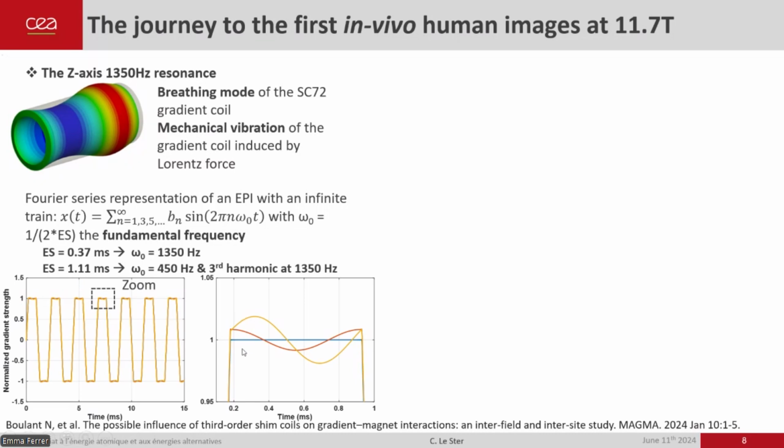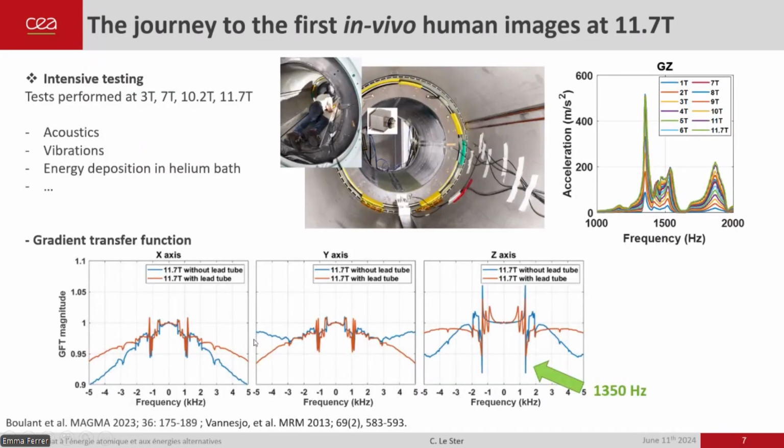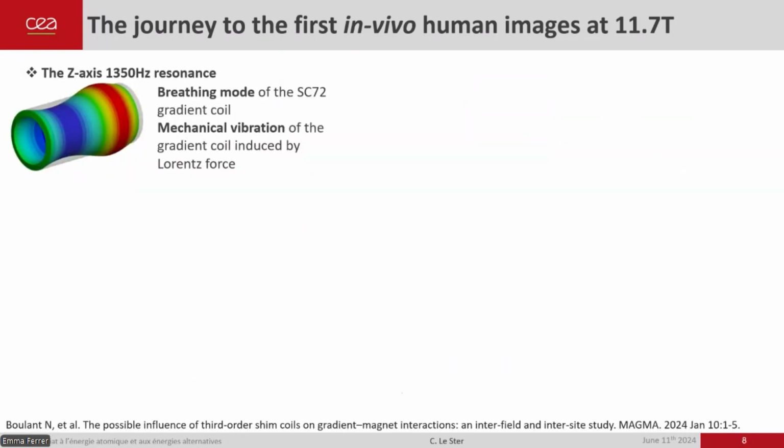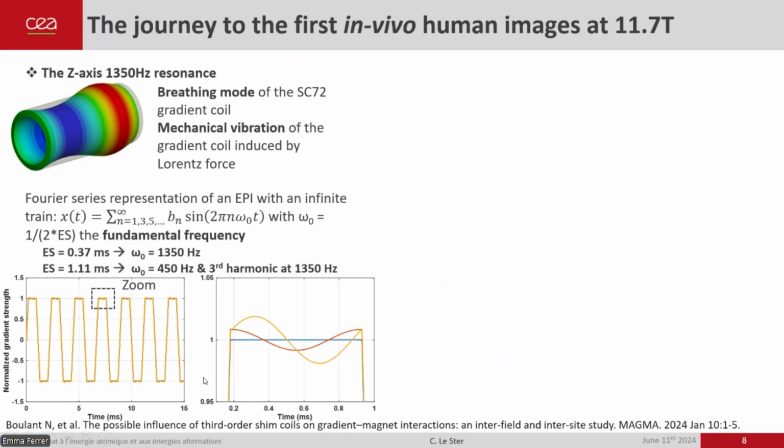And if we look here, in blue, this is the nominal gradient waveform we want to play. And in red here is what we get when we take into account the peak we have on our transfer function, so an amplification of 5% of the amplitude at 1350 Hz. It will lead to this kind of deformation of the gradient waveform. And if we also take into account the phase deformation, it leads to the yellow profile here. So this is quite a strong distortion of the EPI plateau, and it's something we wanted to correct for before getting some images.